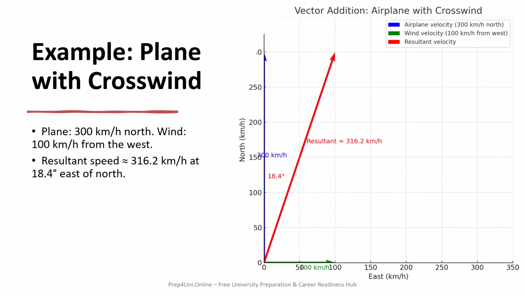Here's a real-world example. An airplane is flying north at 300 km per hour. A crosswind blows in from the west at 100 km per hour. The wind pushes the airplane eastward, altering its actual path. By adding the velocity vectors using the component method, we find that the airplane's true ground speed is about 316 km per hour, at an angle of 18.4 degrees east of north.